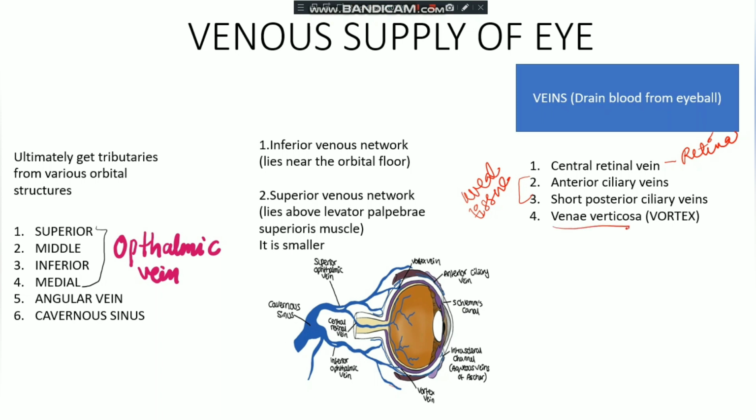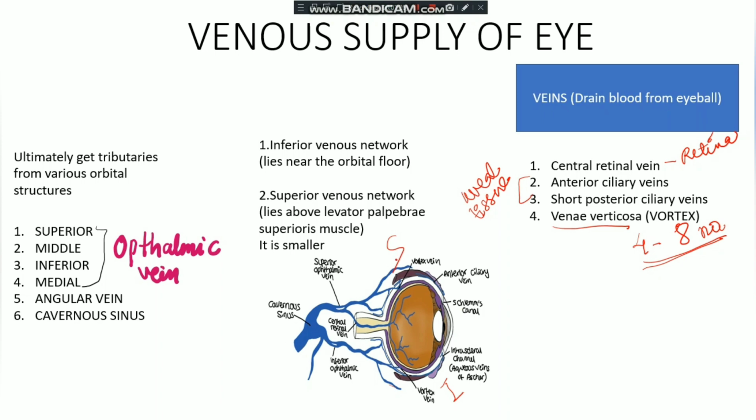Then lastly come your vortex veins. The vena vorticosa, also known as vortex veins, are 4 to 8 in number in each eye. Some are located superiorly, some are located inferiorly.